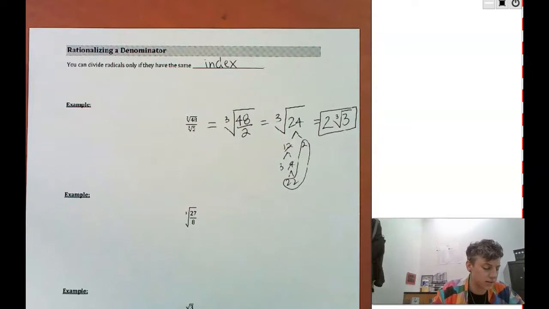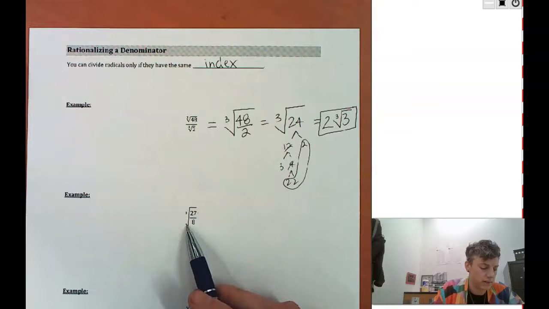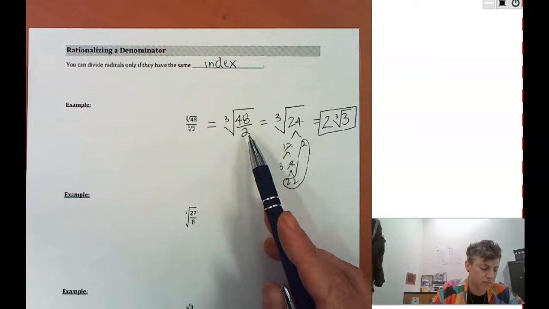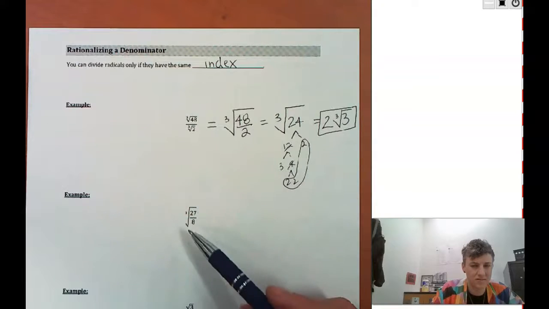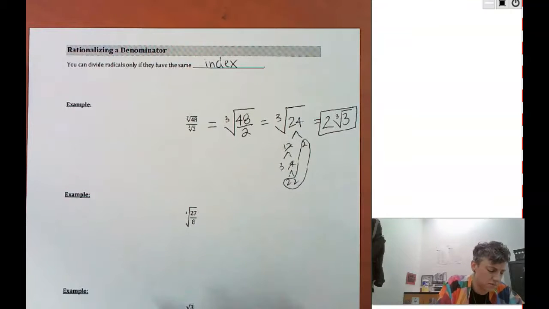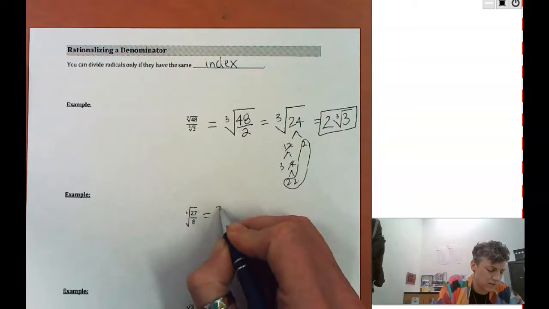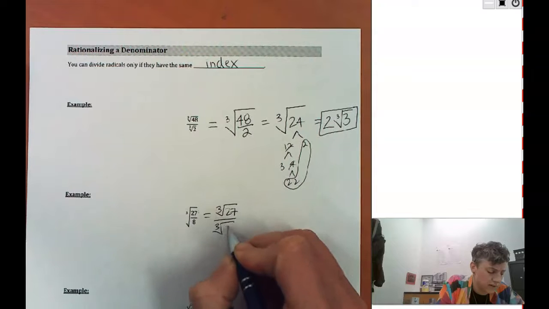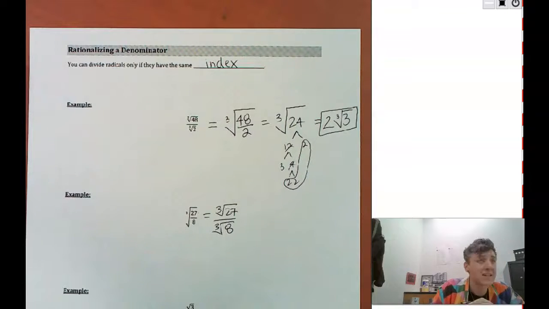Alright, this next example, they're already being divided by each other. Like they already combined it. But I don't know what 27 divided by 8 is. Seems like a weird number. So I'm going to go back the other way. I'm going to make this the cube root of 27 over the cube root of 8, because I know the cube root of 27, and I know the cube root of 8. Alright?